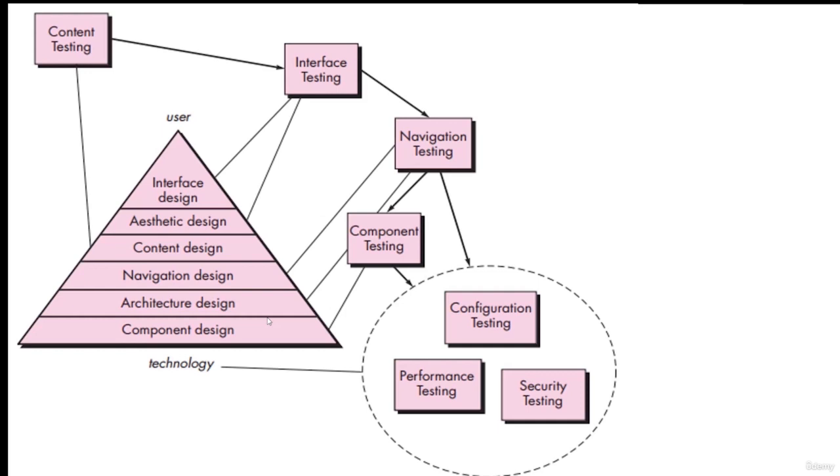So this is a holistic view of how you are performing the testing: content testing, component design, architecture design testing, navigation testing, content design testing. Aesthetic design is all about the look and feel and color schemes, each and everything you are testing now. And then configuration testing, performance testing, security testing.